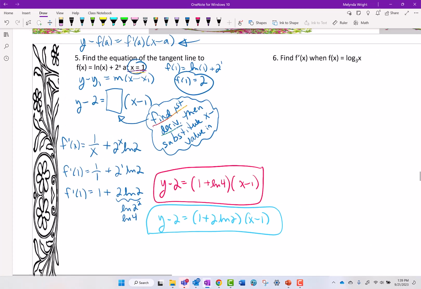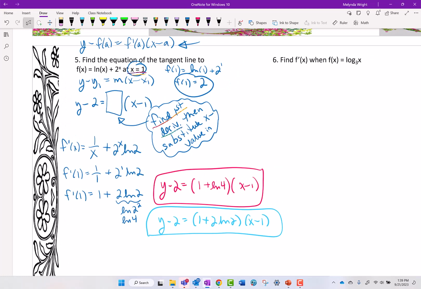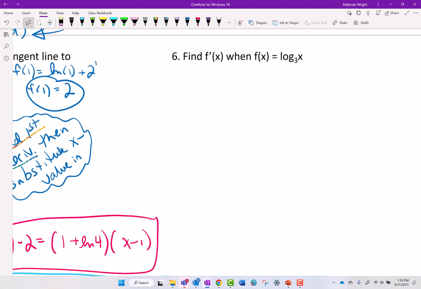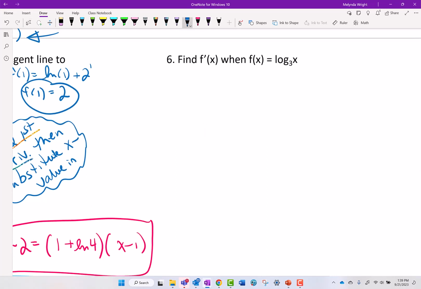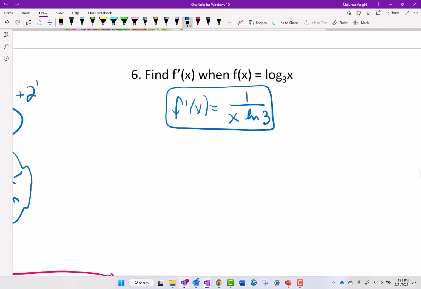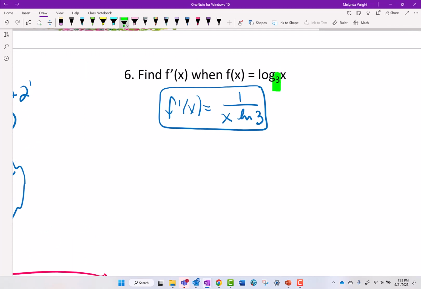Okay. One last question, and this one actually is just a formula right here. It's pretty straightforward. So they just want us to find the derivative. So f prime of x. So this is log base 3 of x. You probably haven't had time to memorize it, but you could look at your rule. And the rule tells us that it's 1 over x and then ln of the base, which is 3. And I mean, that's it. It's just a formula. And this base has to match the natural log.